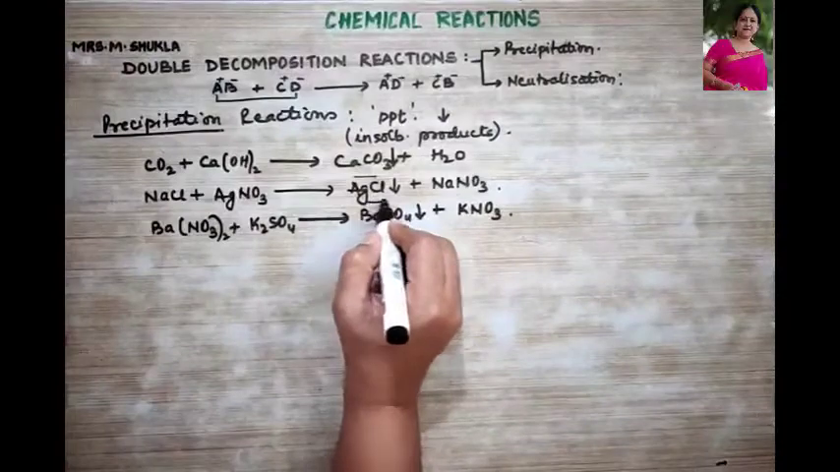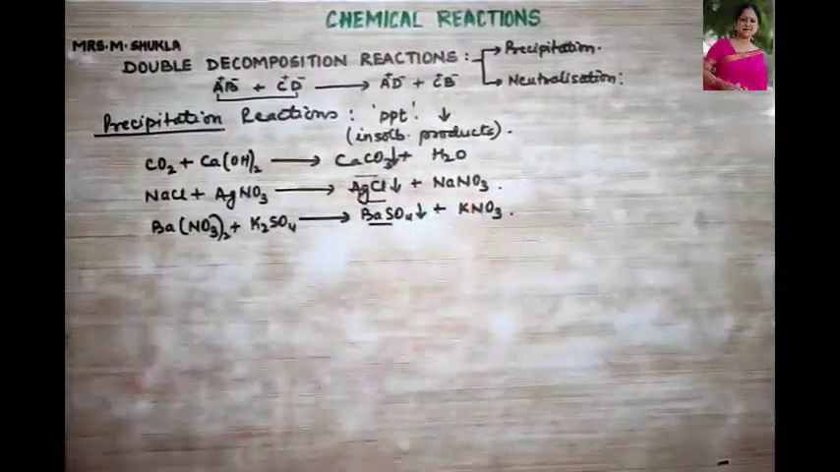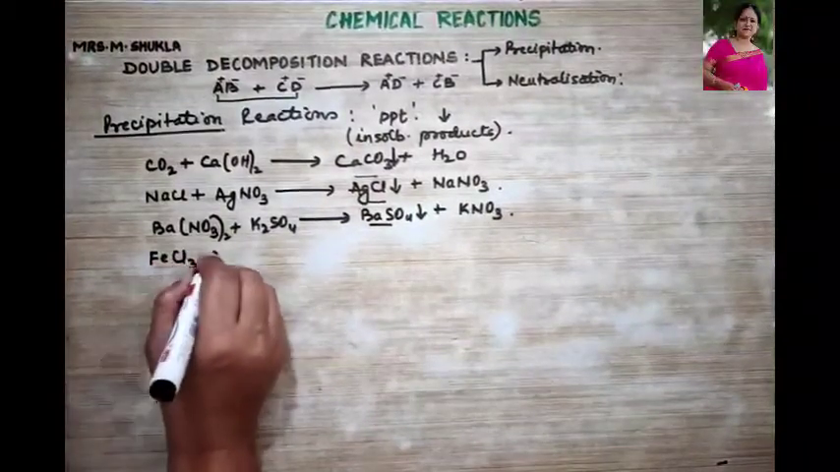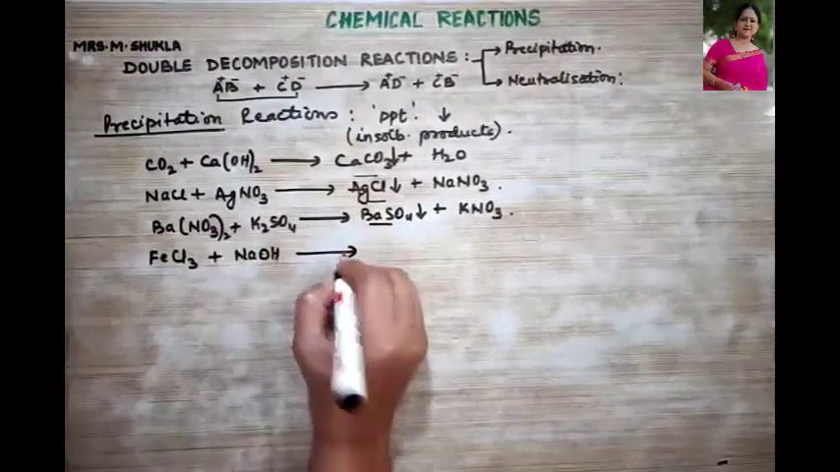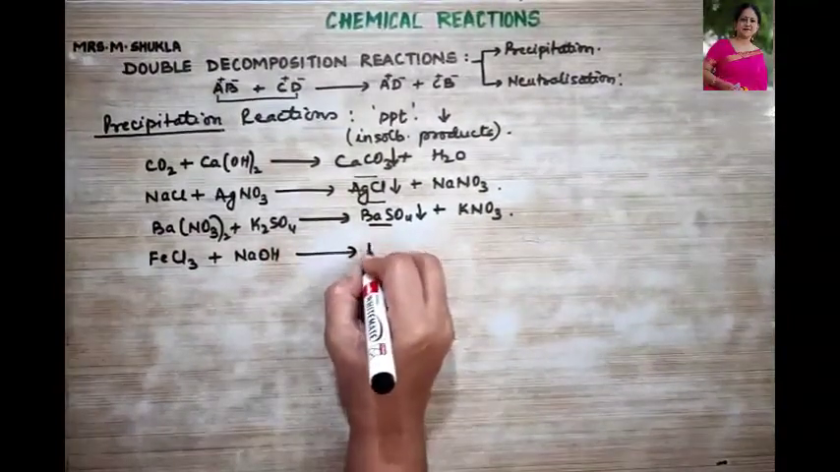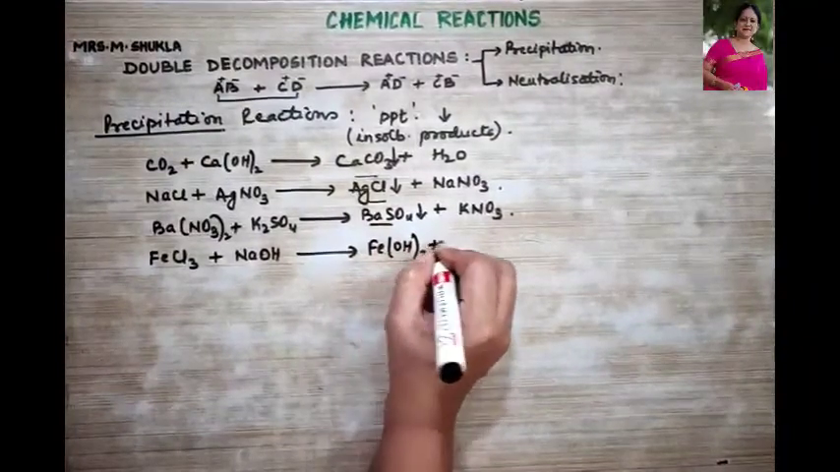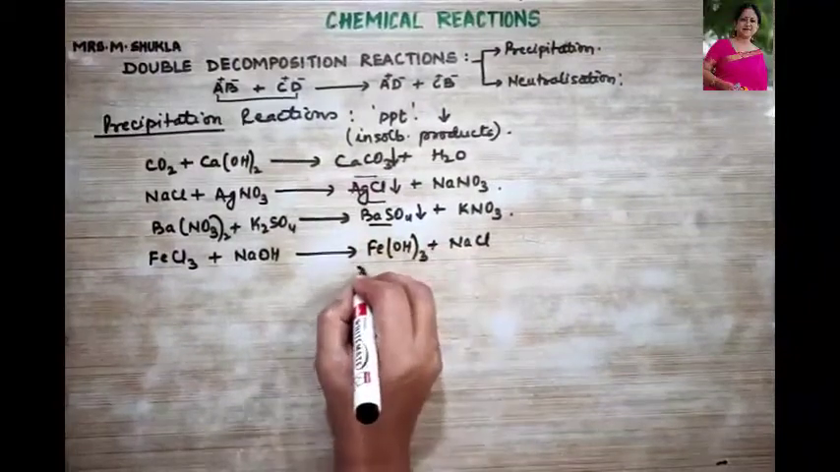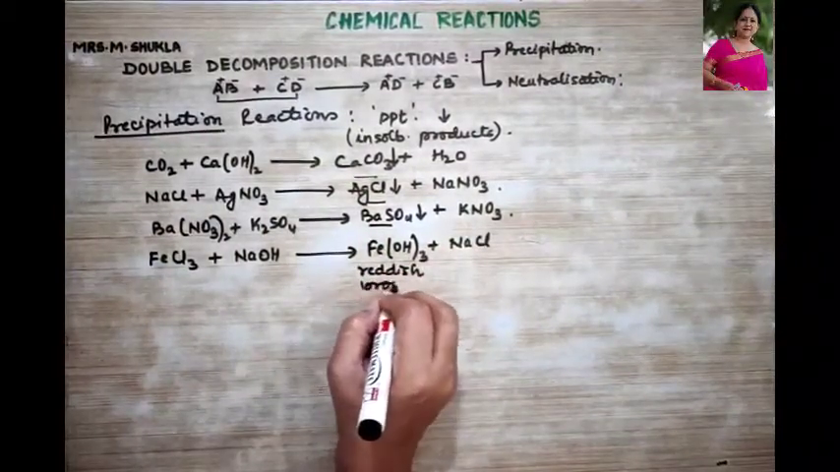So till now I was talking about white PPTs. Now let me talk about some colored PPTs. For example, FeCl3 when treated with NaOH. What is it going to form? It will form Fe(OH)3 plus NaCl. Now this is your reddish brown PPT.